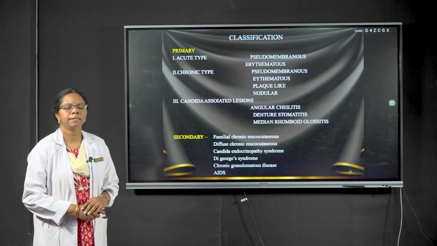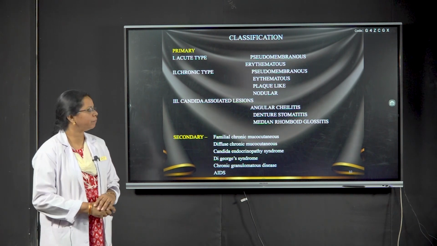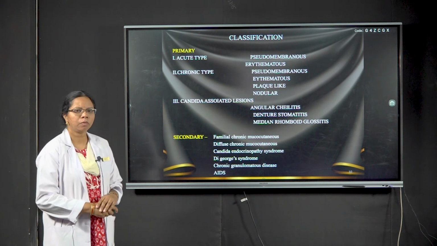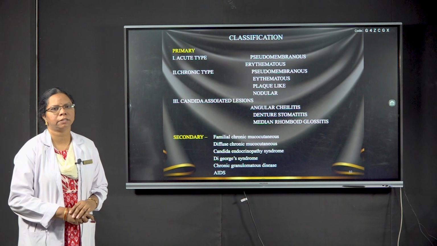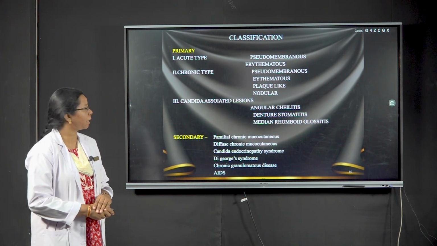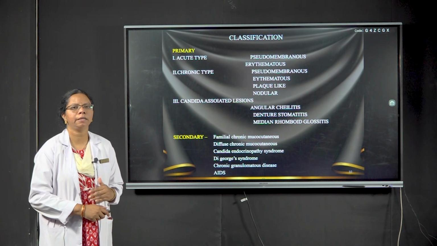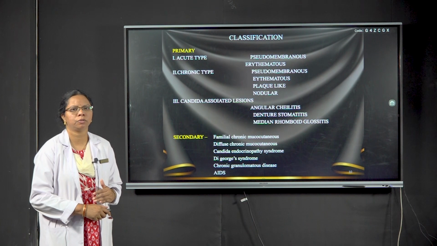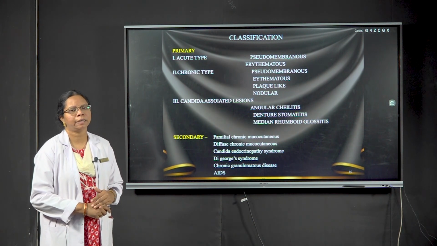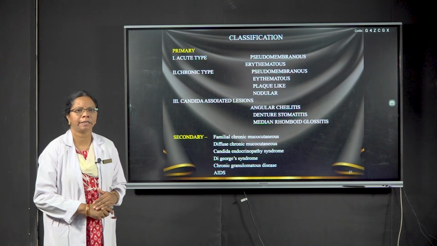Primary candidiasis is confined to the infection of the oral and perioral structures. Systemic candidiasis, along with the oral and perioral structures, also involves other mucocutaneous areas. The primary candidiasis is again classified into acute variety, chronic variety, and candida associated lesions. Acute candidiasis is subdivided into pseudomembranous and erythematous candidiasis.